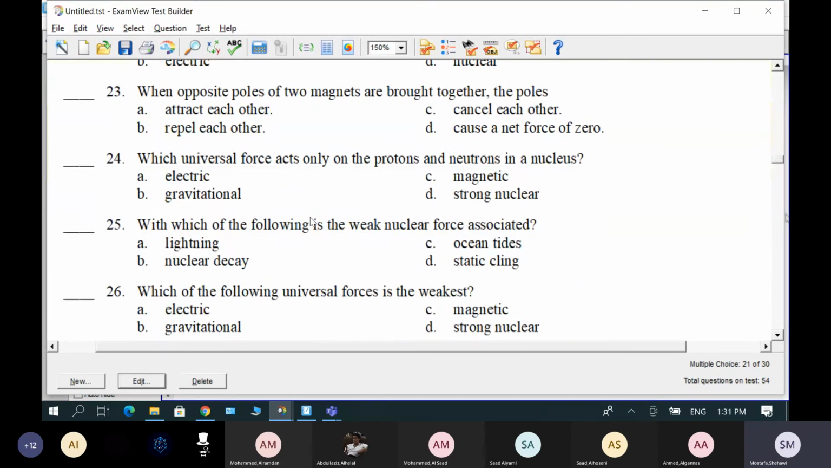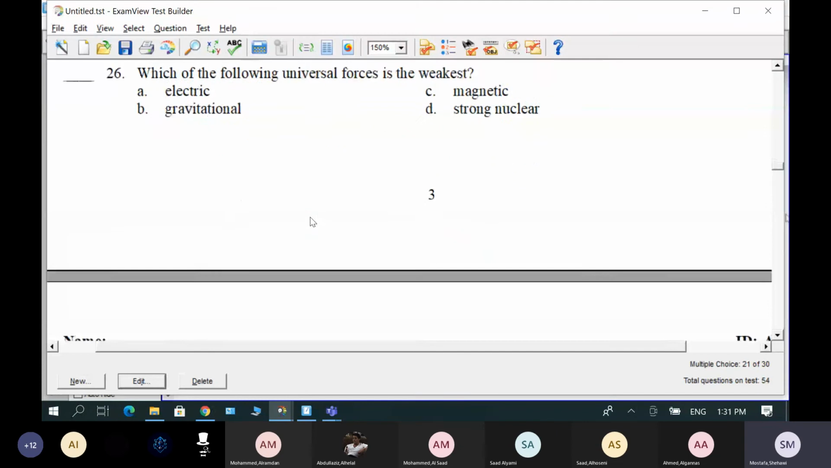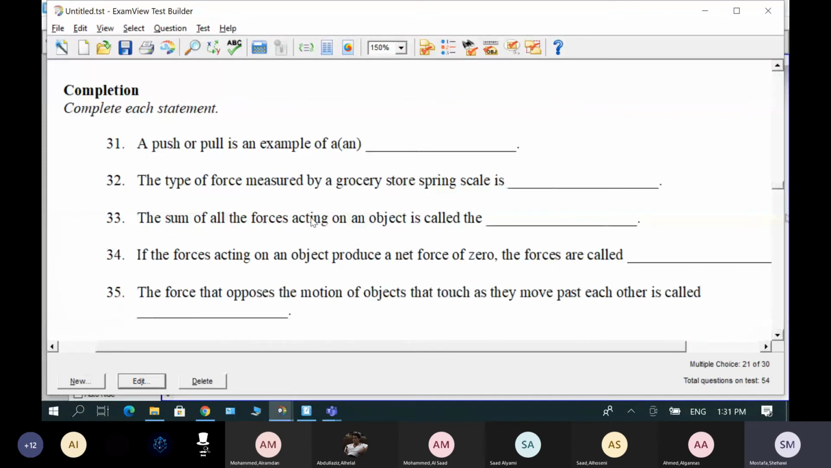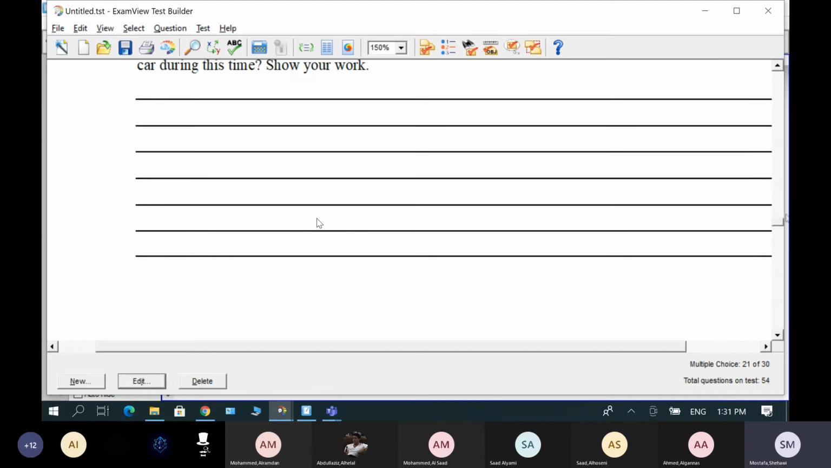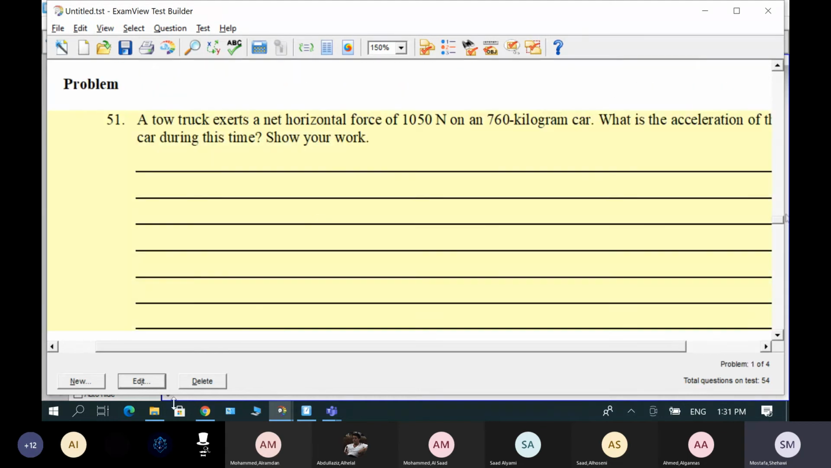So this question is not involved with us until 30. This is for the third lesson. We have some completion here. We don't need it either. Then we'll go to these problems to solve.